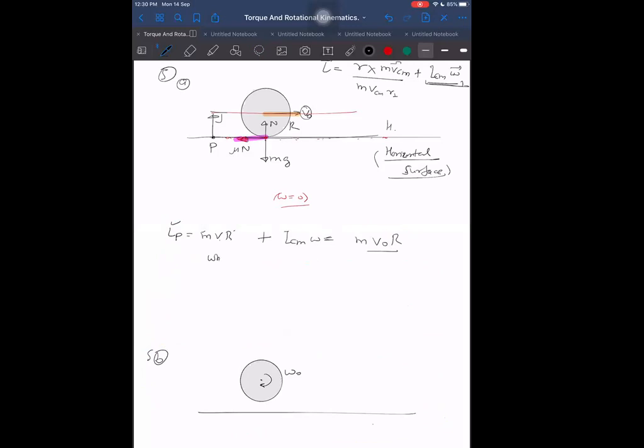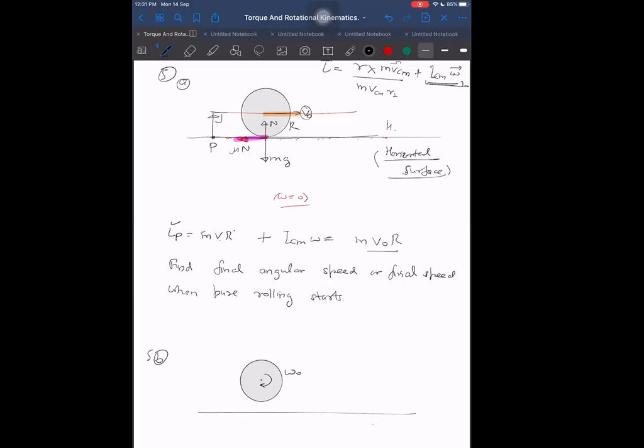Find the final angular speed or final speed when pure rolling starts. When pure rolling starts, then what happens? Then relative slipping will become 0.